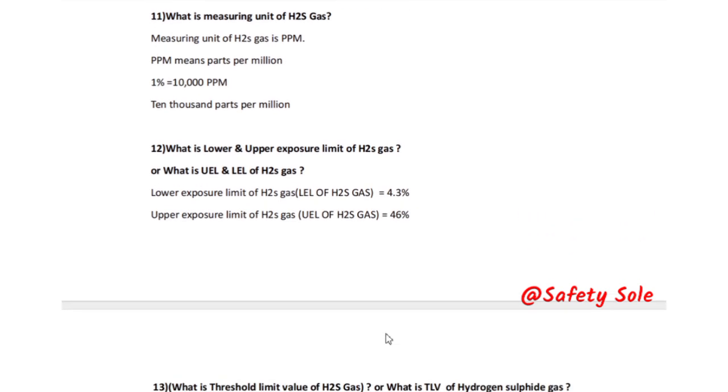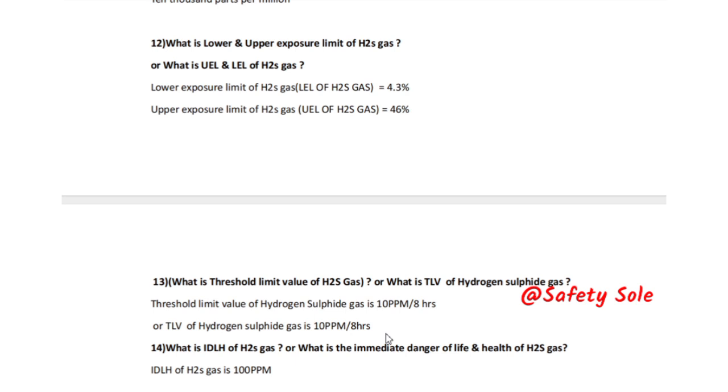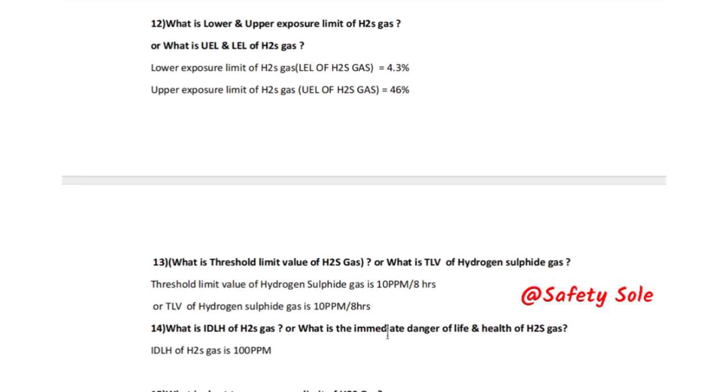What is the measuring unit of hydrogen sulfide gas? The measuring unit of hydrogen sulfide gas is ppm. ppm means parts per million. 1% is equal to 10,000 ppm, or 10,000 parts per million.